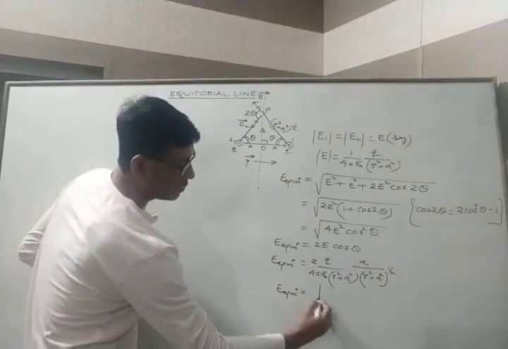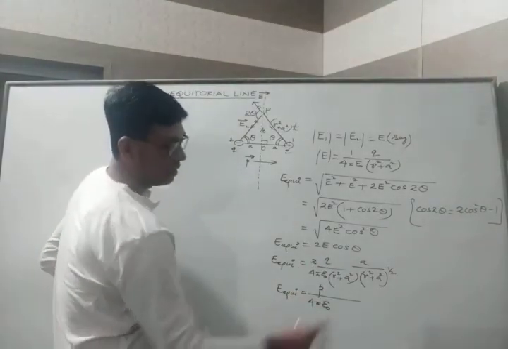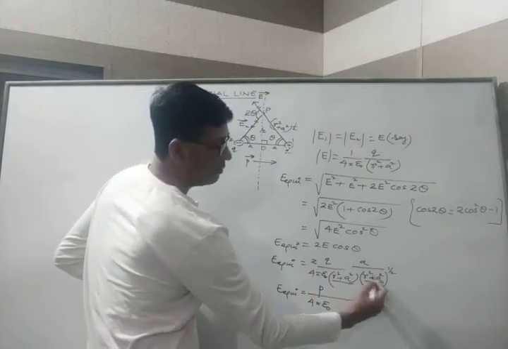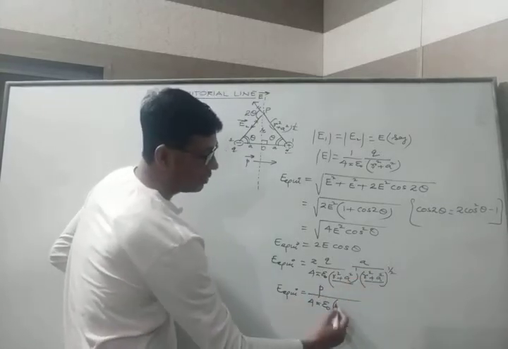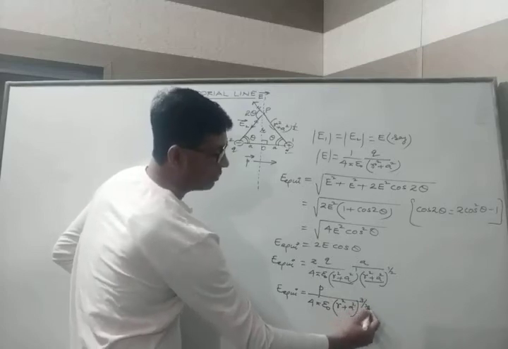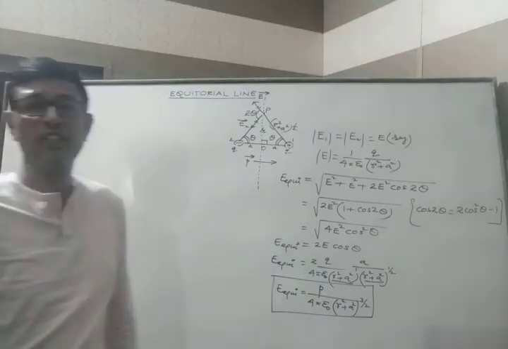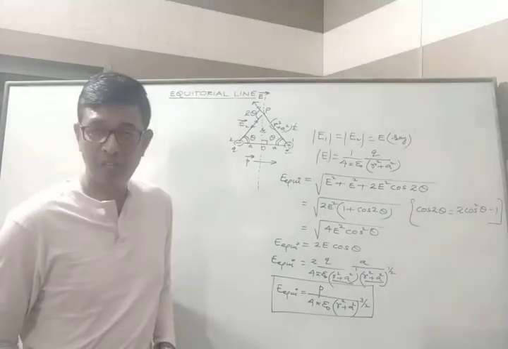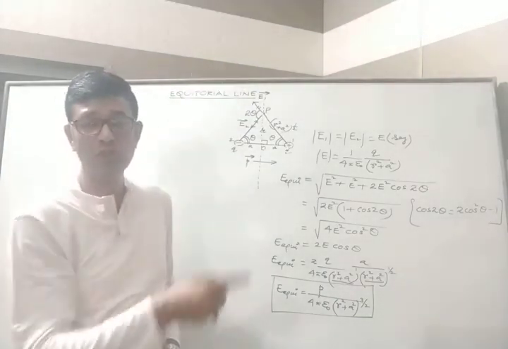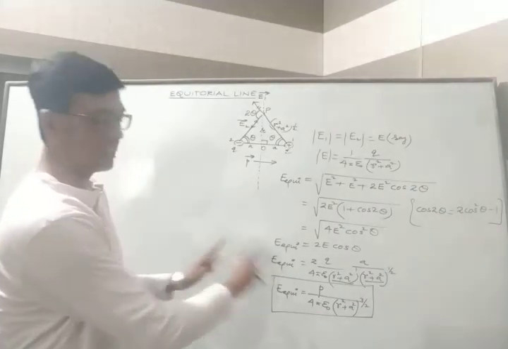So Q multiplied by 2A represents dipole moment. So it is P over 4 pi epsilon, and the base is the same, so the power will get added up. So we'll get R square plus A square to the power 3 by 2. So this is the formula, or rather the expression, for the electric field at a point on the equatorial line of an electric dipole. So this is the magnitude.